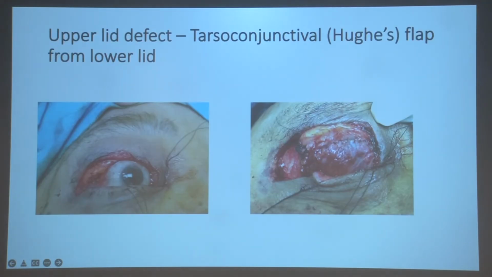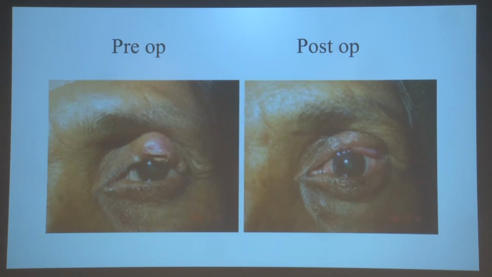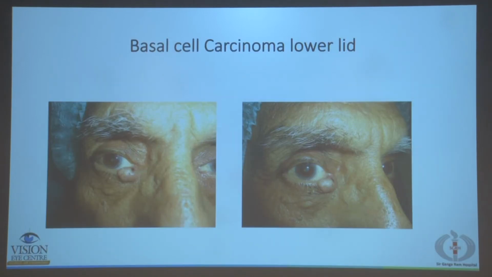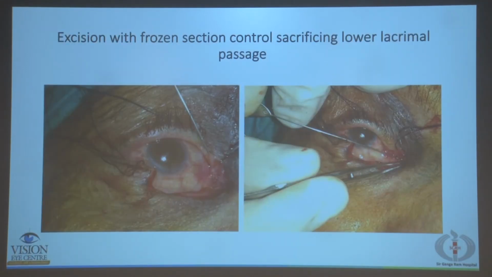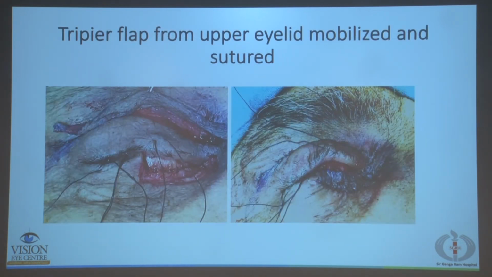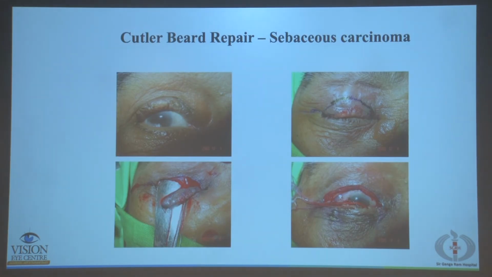Here is an example of a tarsoconjunctival flap used for the upper lid defect. I'll skip this video, and this is how well it can be reconstructed for a huge defect like this as well. And an example of a lower lid defect where again a tarsoconjunctival flap has been used, tarsoconjunctival and medial canthus with a Tripier flap.